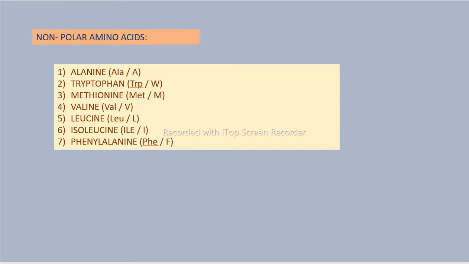Then there come non-polar amino acids, which don't show polarity. These amino acids are under non-polar amino acids. There is alanine, represented as A. Tryptophan, there's a sound like W, so it's W in the short form. And methionine, M. Valine, V. Leucine, L. Isoleucine, I. Phenylalanine, there's a sound of F. Phenyl, F. So it's F.